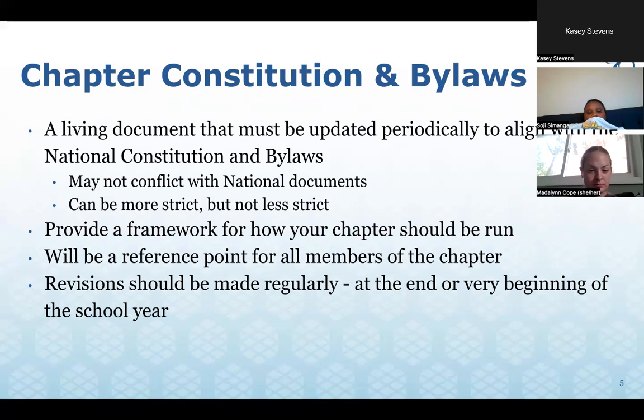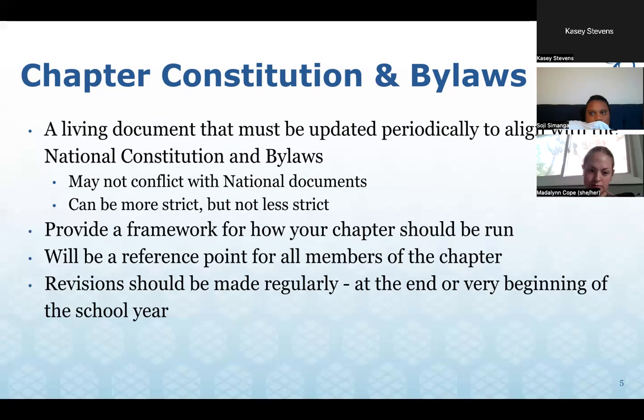So when it comes to your chapter constitution and bylaws, we don't want them to conflict with the national documents. That's something we always review in all of our chapter docs, to make sure that there's nothing that conflicts with what we've put forth in the national documents. We want to make sure that your chapter documents are maybe potentially a little more strict, but they can't be less than what the national constitution says.